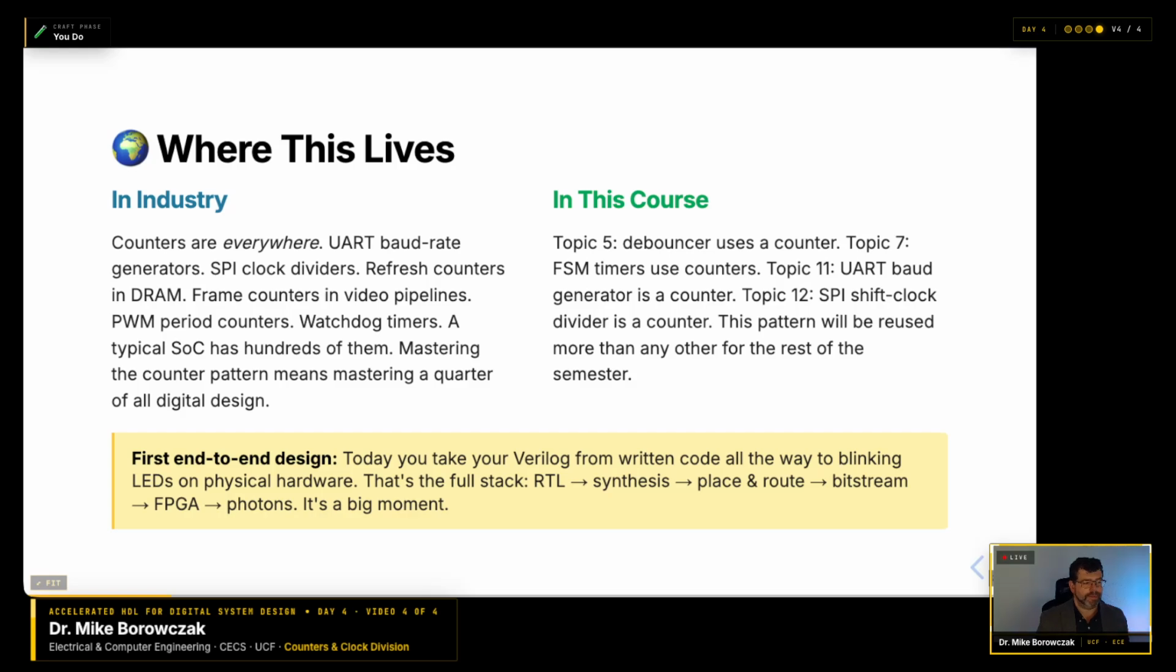This will probably be the first time that we go from your written Verilog code all the way to blinking LEDs on the hardware. We've done it in little segments, but this will really be the full thing, all the way through.